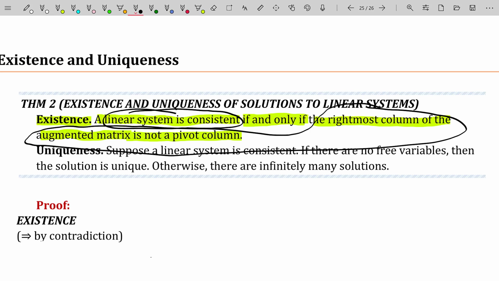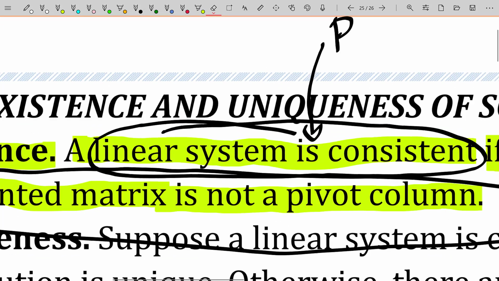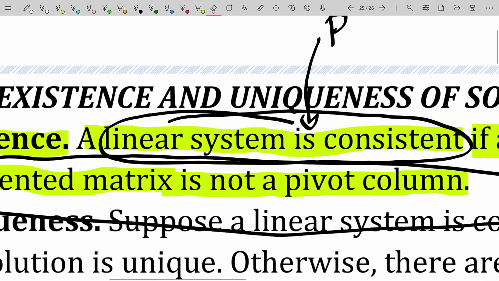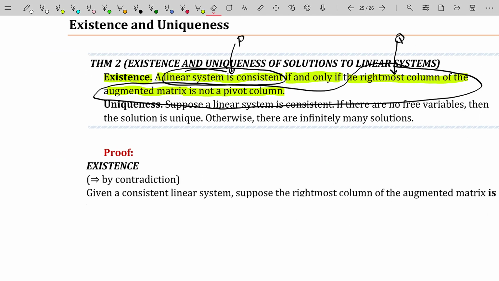So this is the direction we're going to argue first, and then the second half of our proof will argue the other direction. So for right now, this is our P, and this is our Q. So let's go ahead and give it a whirl and see what happens. Well, what do we need to do if we're going in the forward direction? Well, we need to suppose that we have a consistent linear system. So given a consistent linear system, that's what I say right here.